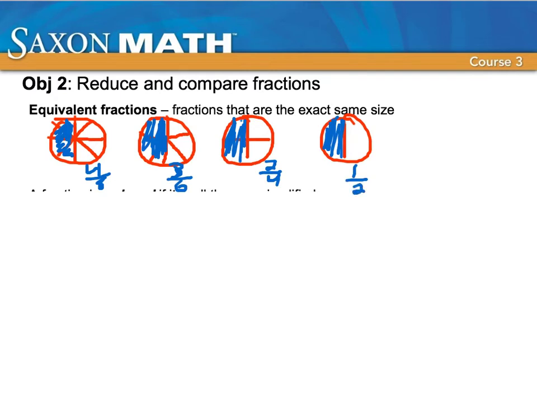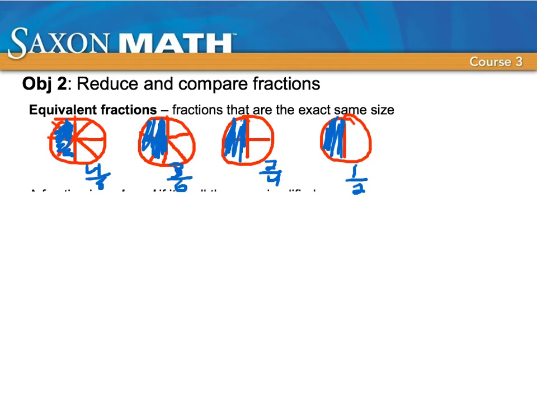Okay? We should be able to look at each one of these pizzas and realize that that is all the same amount of pizza. Okay? So 4/8 is the same as half a pizza. 3/6 is the same as half a pizza. 2/4 is the same as half a pizza. Alright? So, again, equivalent fractions are fractions that are the exact same size.